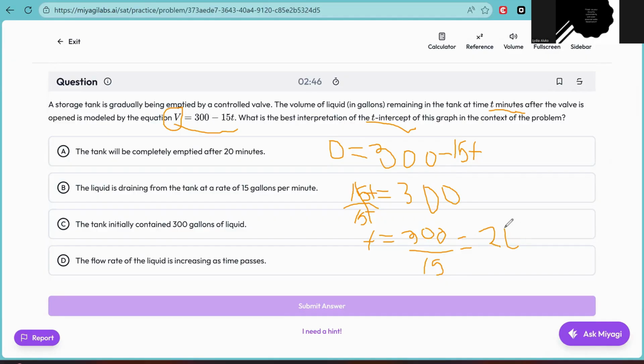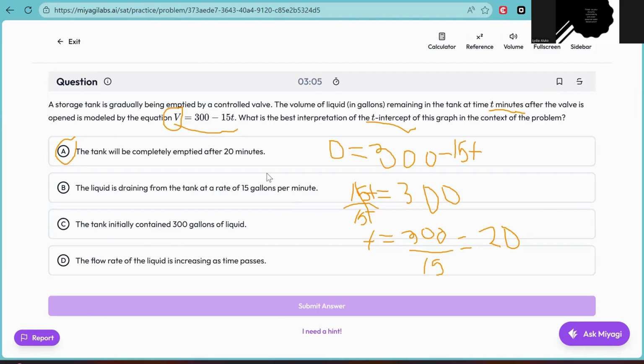So you don't have to mentally do anything for this. So our answer for this will be 20 minutes. So after 20 minutes, the tank will be completely empty. So right now, with our given responses, the answer relatively is A. So let's see if we're correct on that. Let's see if A is correct.